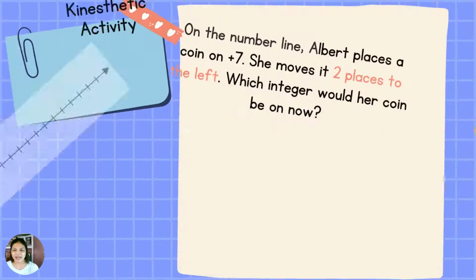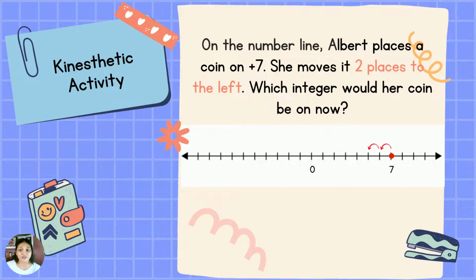Sige nga, let's analyze. Let's put the markings on +7. So, that is 7. And then he moves it 2 places to the left. 1, 2. So, nasa na ngayon yung coin? Where is it now? So, syempre, babalik tayo, kasi to the left daw papunta sa left. So, we're going back.